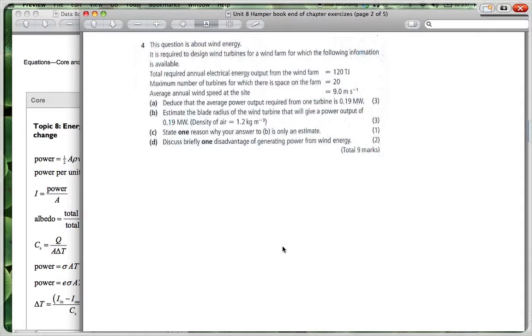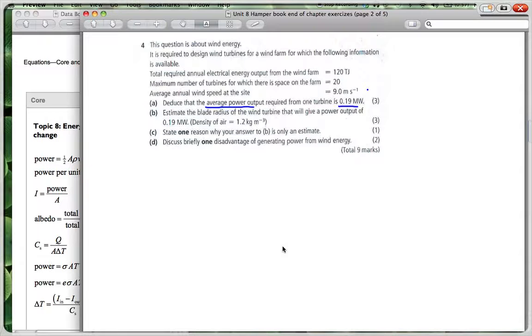We also have that the maximum number of turbines for which there is space in the farm is 20, and the average annual wind speed at the site is 9 meters per second. Deduce that the average power output required from one turbine is 0.19 megawatts. So we're looking here at the output in megawatts, and it's for one.